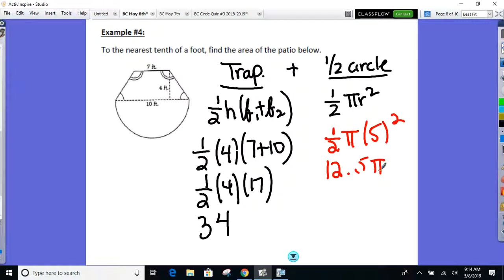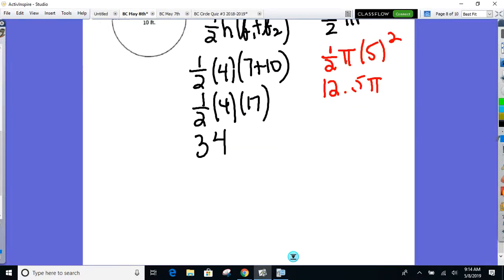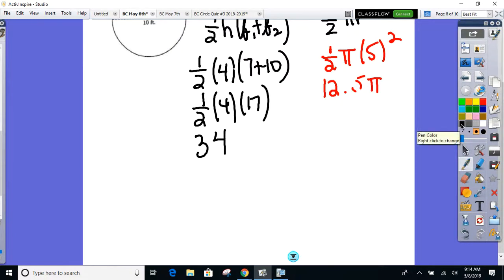If you chose to write out that full decimal, don't round it. We're not ready to do the final answer yet. And then with the trapezoid and the circle, you're going to add those areas up. I'll give you guys a second to do that.